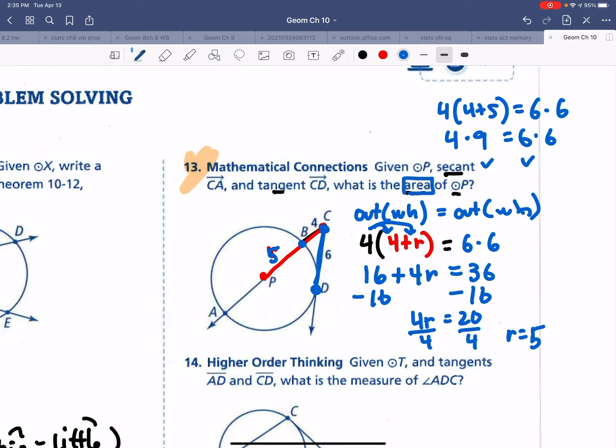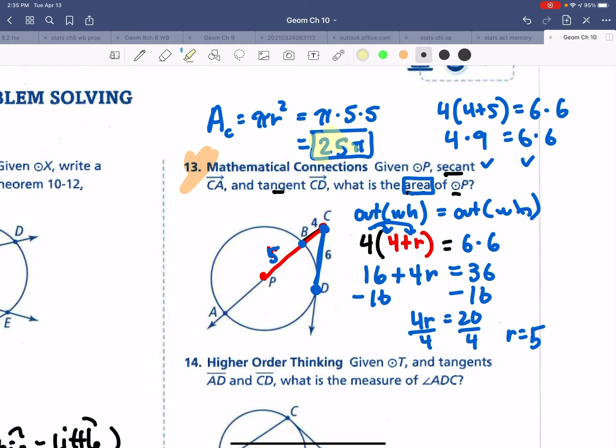Now they want to know the area. So the area of a circle is pi r squared. So the area of this circle is pi times 5 times 5, or just 25 pi. So that's our final answer. Interesting. So it combines another chapter from before.